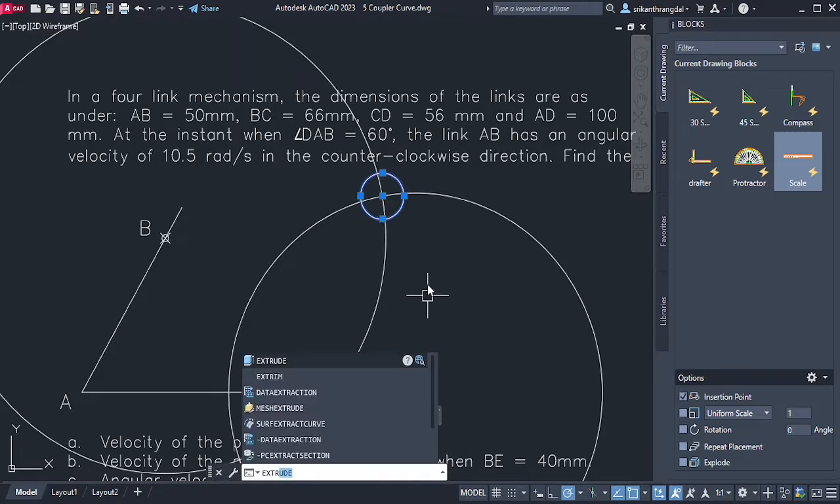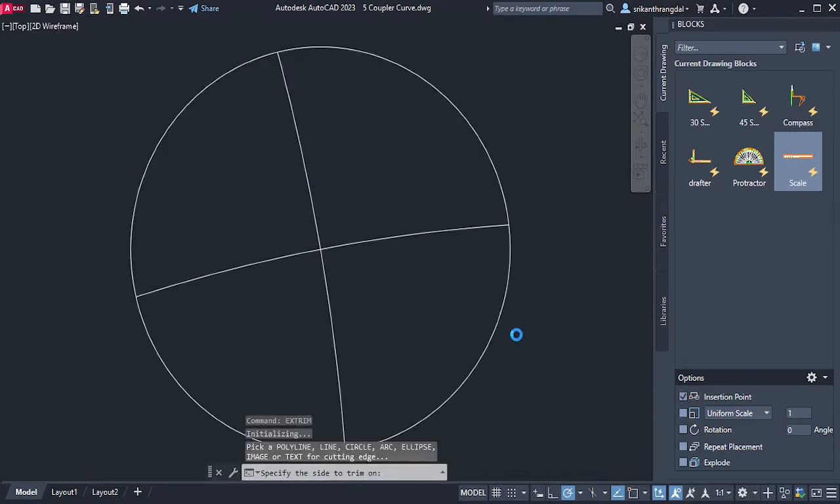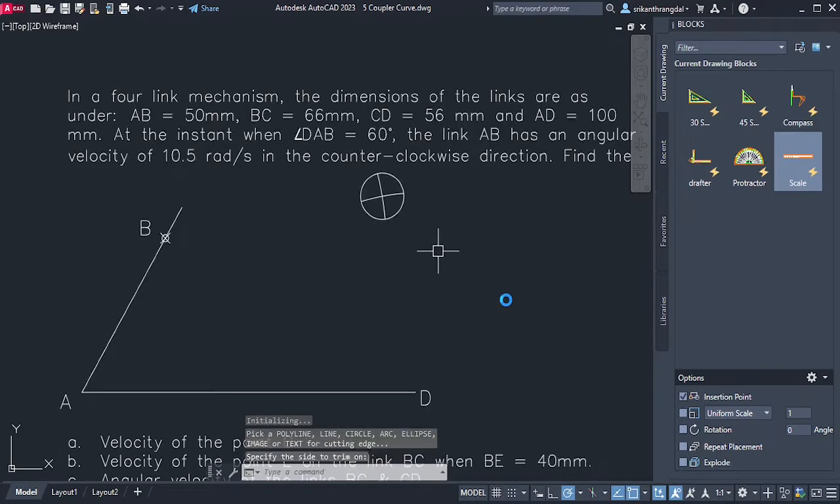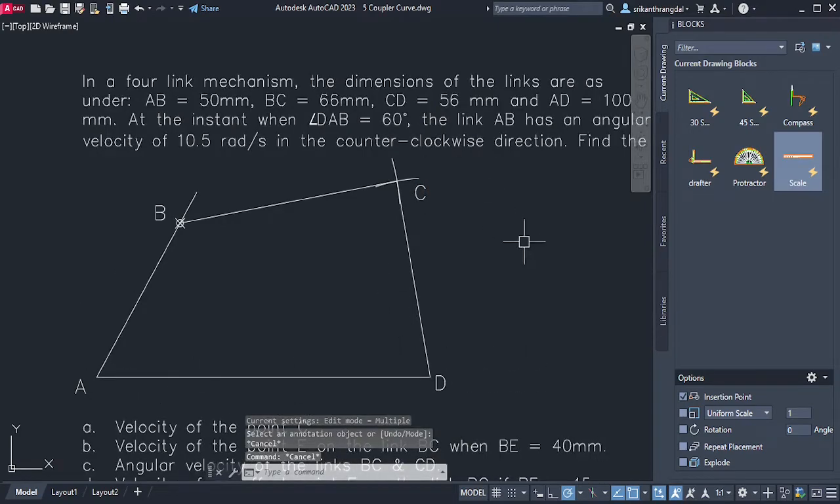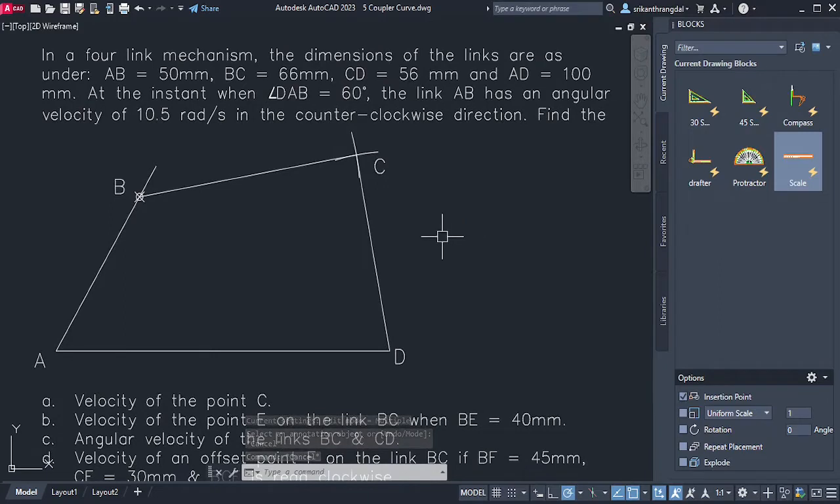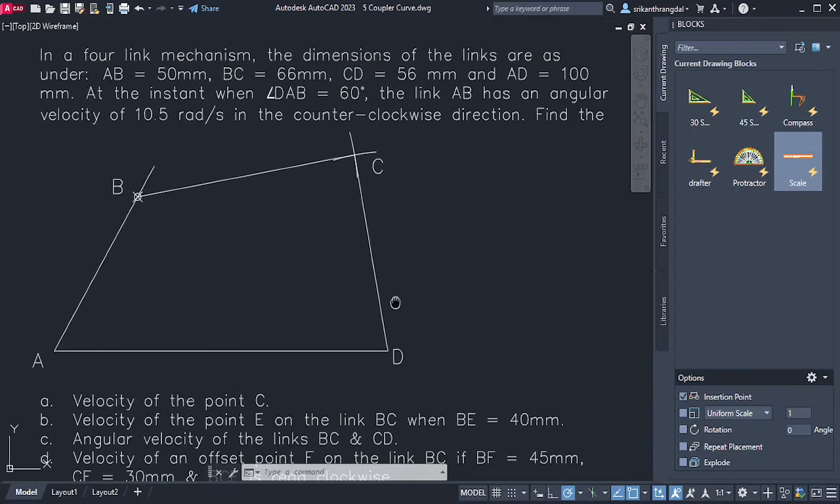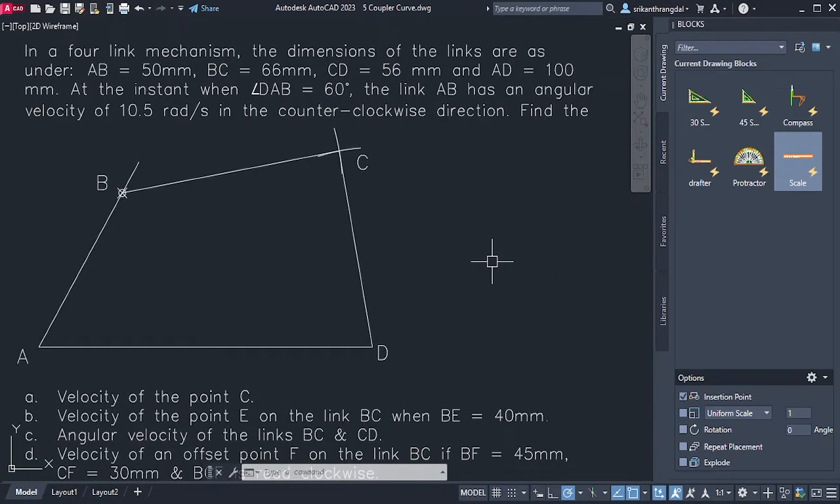Only these two arcs we will need, and by joining these with our points we get the final mechanism. Fine. So this is the complete position diagram. We have A, B, C, D according to the given dimensions. Now this diagram we will be using in order to complete our velocity diagram. So let us draw the velocity diagram over here. For this we'll have to first do some calculations.